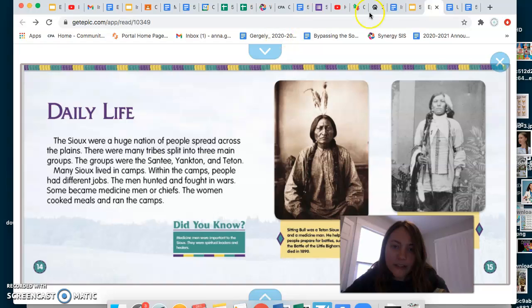I'm not going to read the rest of the book, but if you would like to look up more information, just read this book again on Epic. Once you have copied these notes onto your notebook page, then you can go to your report in ELA. At the top of the page, there is your Indigenous Peoples of America report, and you can copy this information from your notebook to your slides, and then you're good to go on the Sioux.